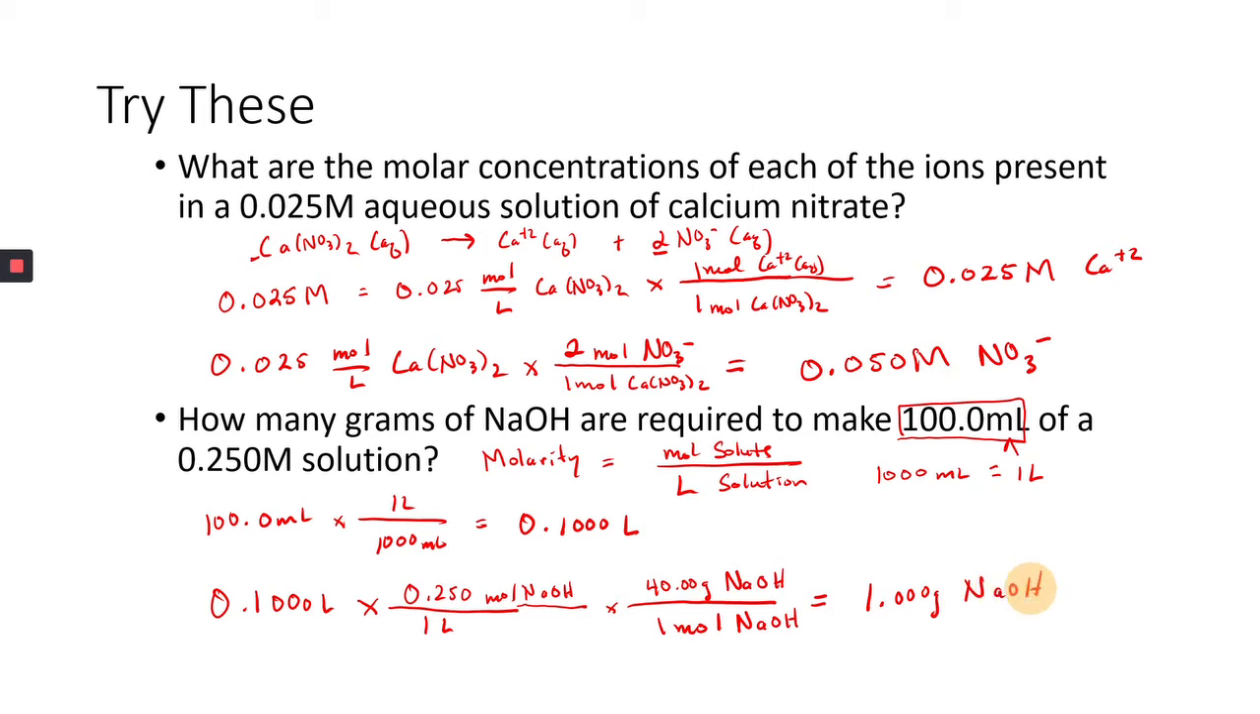So what does this mean? If I want to make a 0.25 molar solution, I need to add 1 gram of sodium hydroxide to 100 milliliters of water, if it's an aqueous solution.